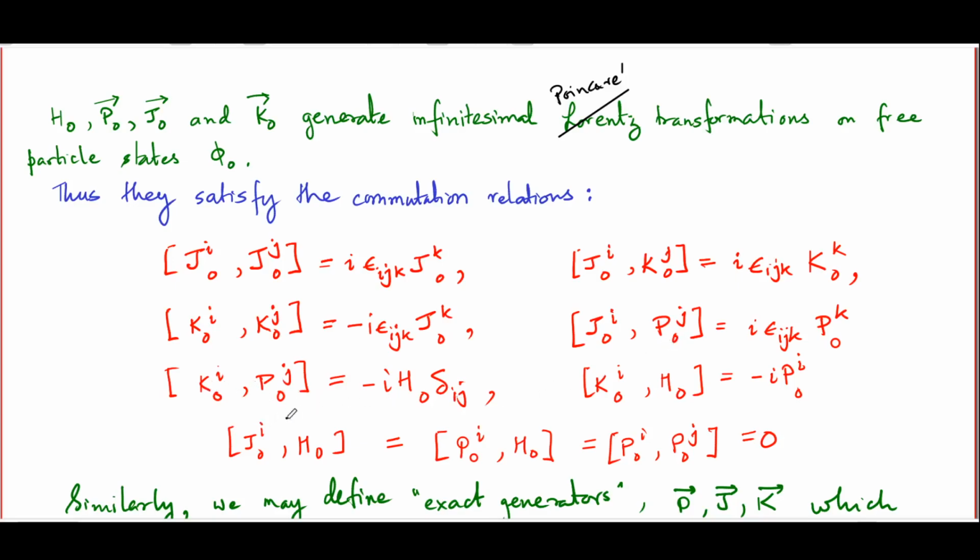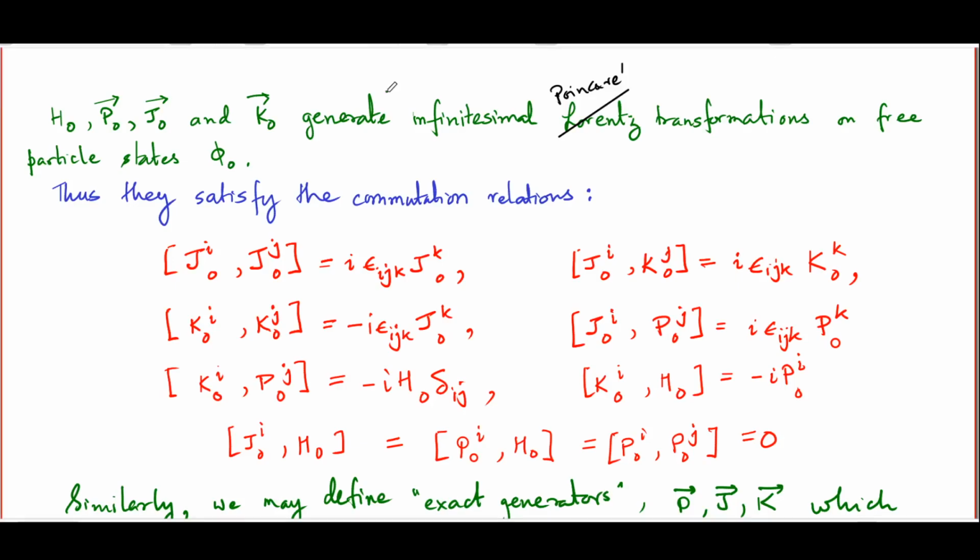These are additional commutation relations which we had figured out when discussing the algebra for the Poincare group. So what we need to do is formulate conditions on the interacting theory so that these 10 generators of the Poincare transformations acting on free particle states end up commuting with the S operator.